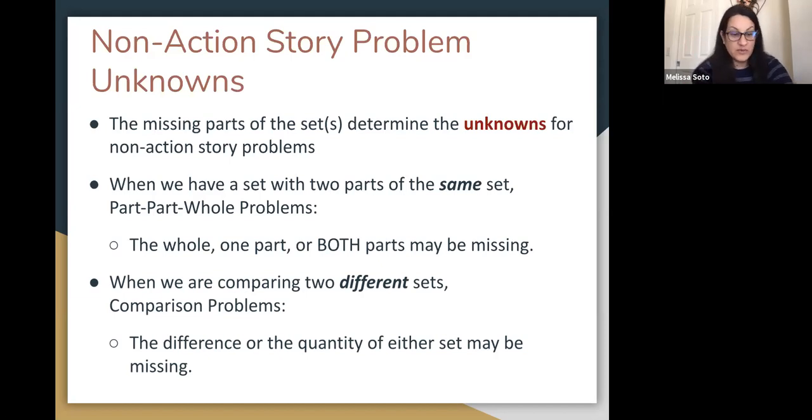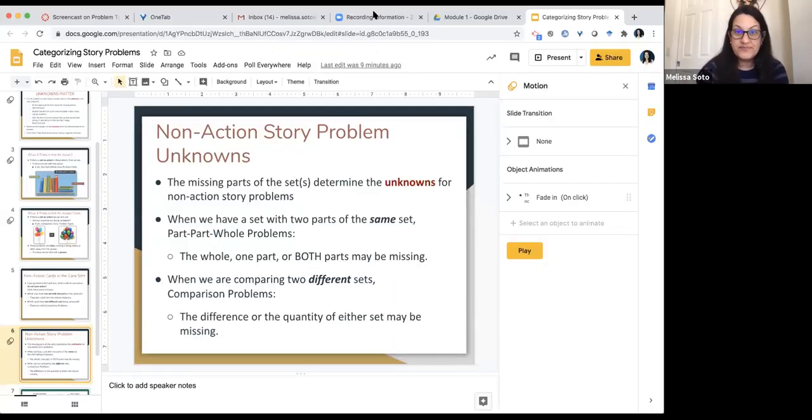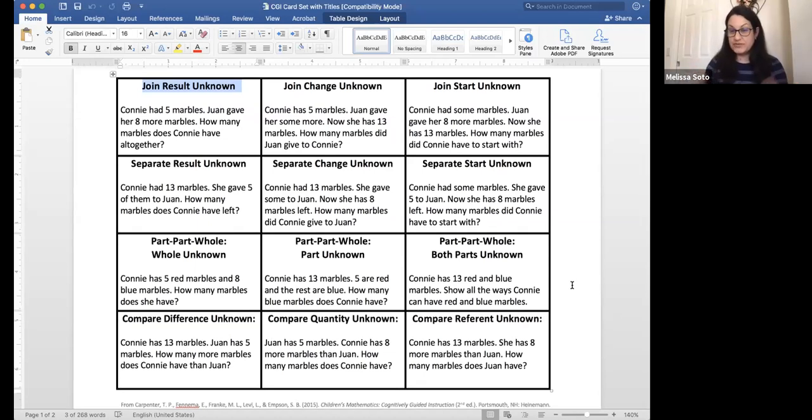Going back to our chart that has the story problems, I will say that these story problems are on the bottom of the chart, which means that they are more difficult than the top part of the chart. Again, the top part has action that's happening. The bottom part does not have action. So it's a little bit more challenging sometimes for kids, where they will build the sets, but they're not quite sure what to do with them next. And so again, it gets more difficult as it goes across. And so our compare referent unknown story problems are the most difficult problems.